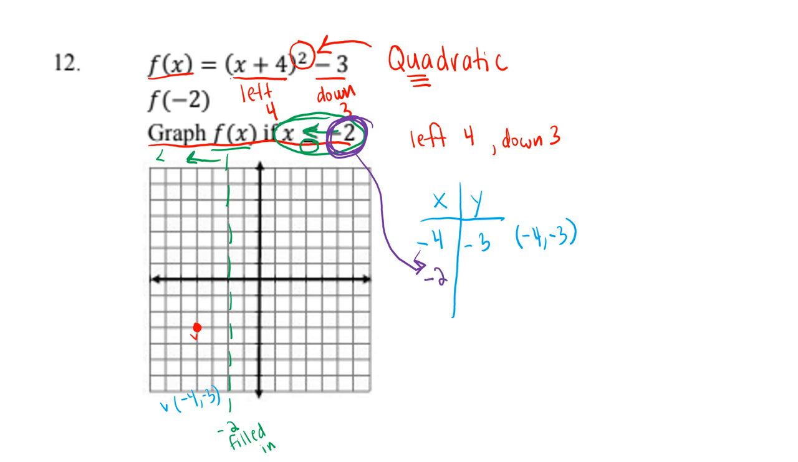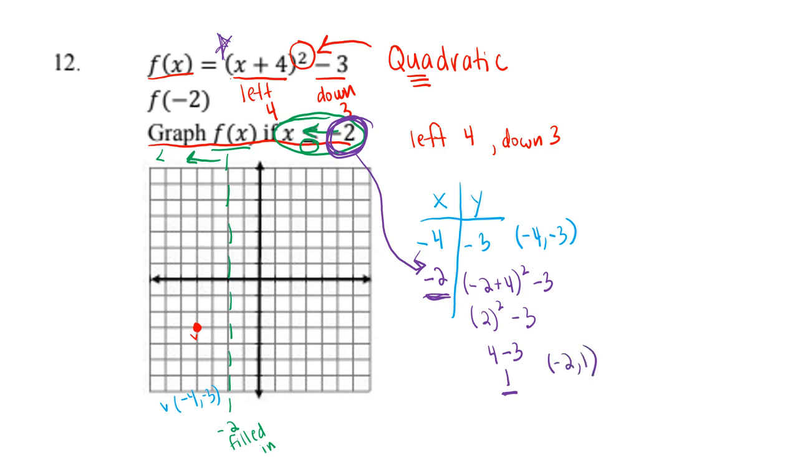Again, we're plugging it into this equation up top. So we're going to go -2 plus 4 squared minus 3. And we should be able to work that out. -2 plus 4 is +2, 2 squared minus 3. 2 squared is 4, and 4 minus 3 is 1, giving us a coordinate point -2, +1.